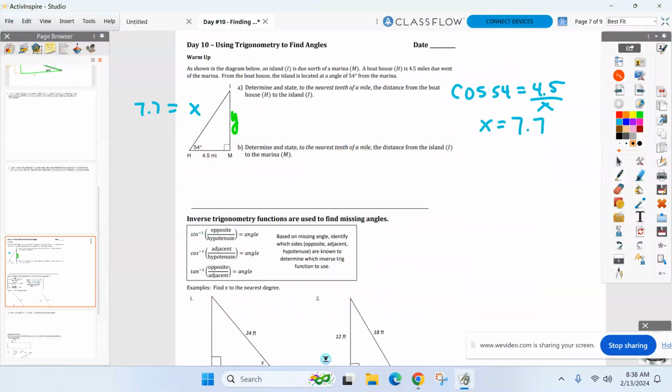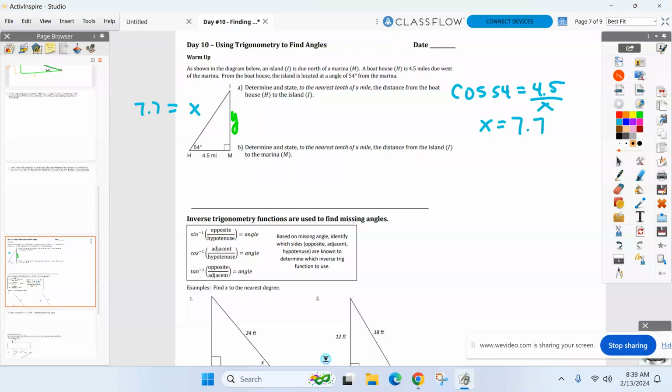Quick comment before I ask you how you did part B. If you use that 7.7 in part B, or anytime you use a previous answer in a new question, you've got to use the unrounded version. If you decided to use the Pythagorean theorem to find y, which would have been correct, make sure you use the unrounded version. Don't use 7.7.